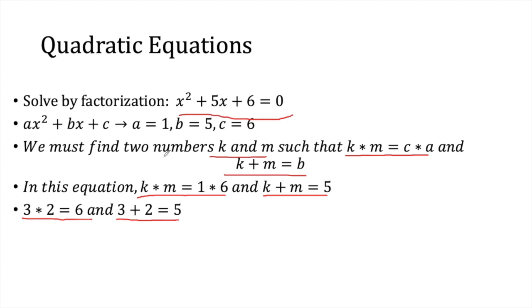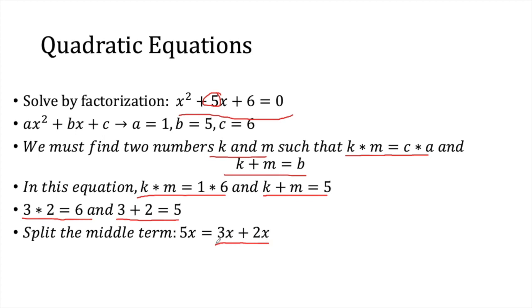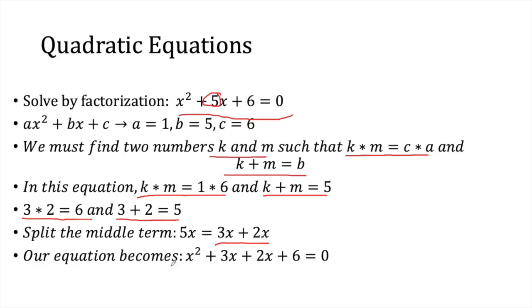Next, we must take the middle term, that is 5x, and split it into kx plus mx. Since k and m are 3 and 2, we can split 5x into 3x plus 2x. This process is known as splitting the middle term. Now we rewrite our equation as x² + 3x + 2x + 6 = 0.